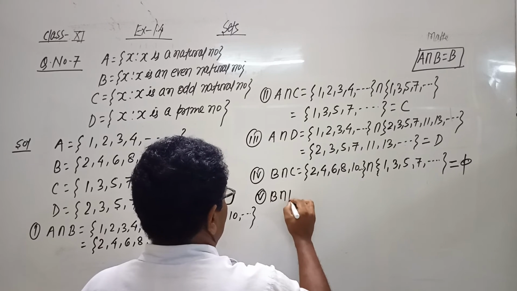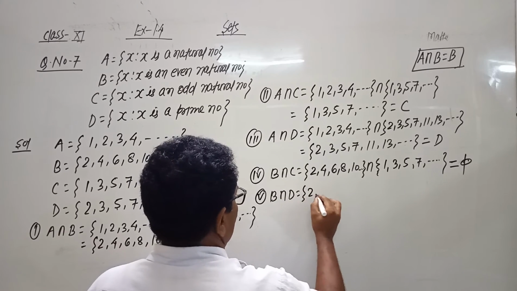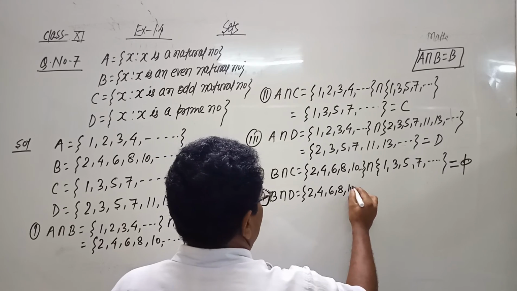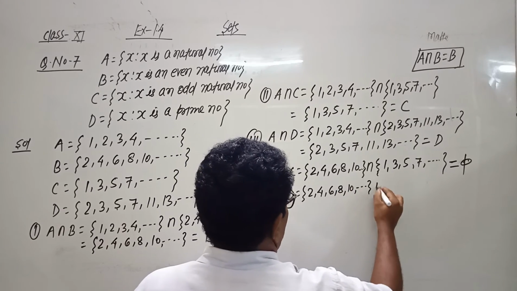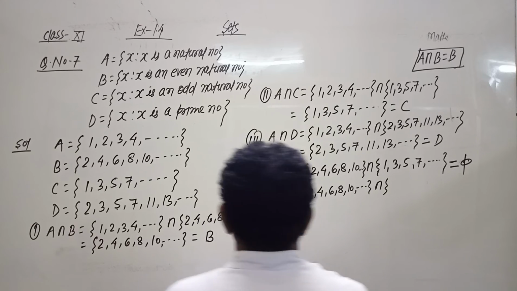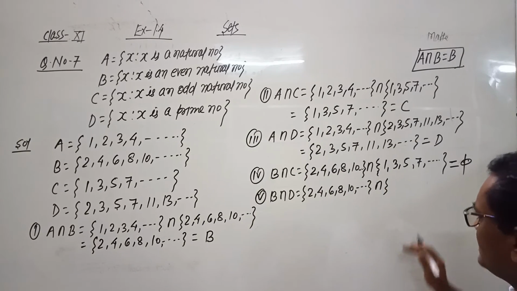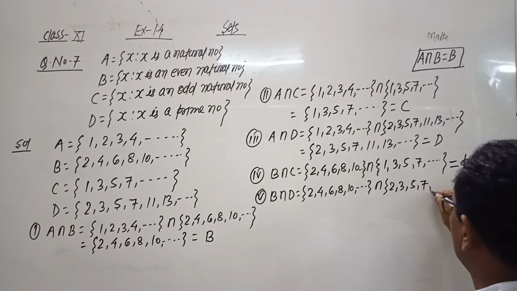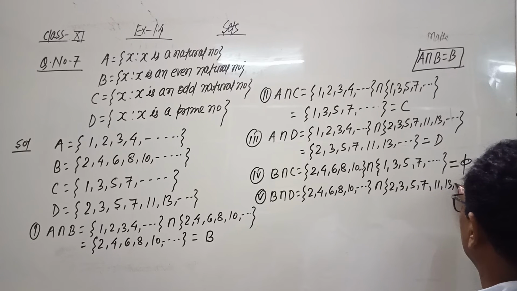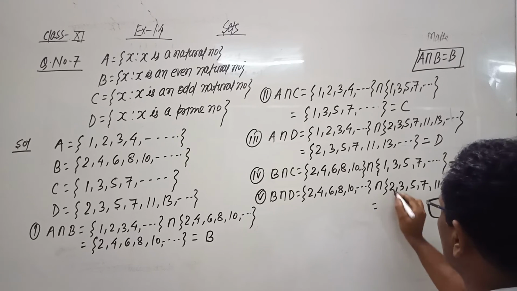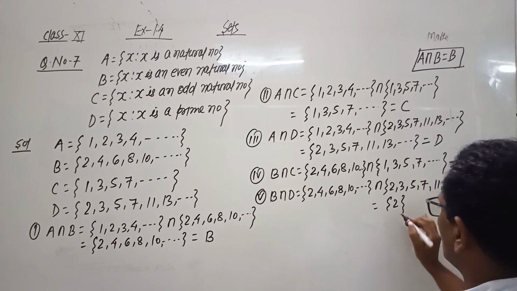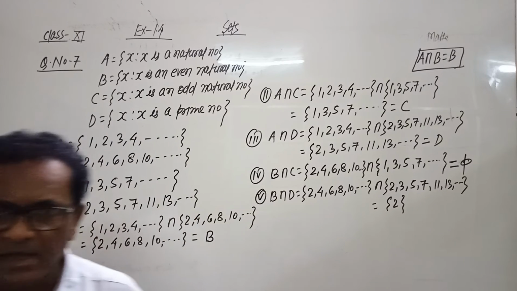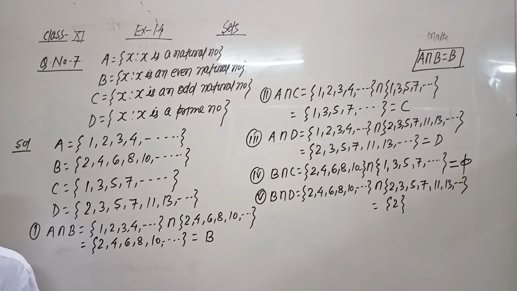B intersection D. So the value of B, even natural numbers, is 2, 4, 6, 8, 10 and so on. Intersection D. D is the prime numbers: 2, 3, 5, 7, 11, 13 and so on. So what is common? Only 2 is common, because 2 is an even prime number.